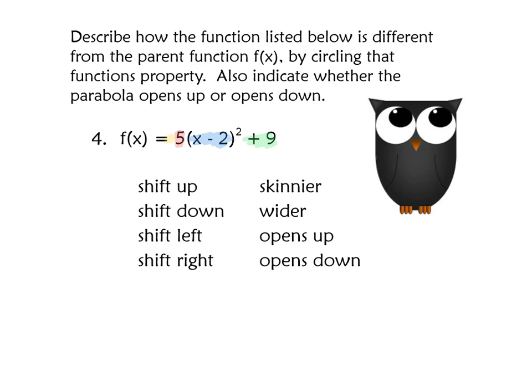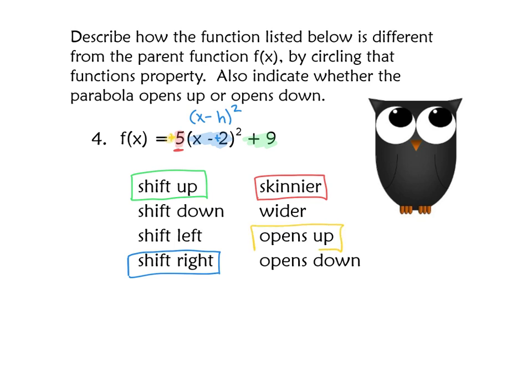So starting with my A value, I have 5, which means this gets skinnier. For my H value, remember the formula is x minus h. So this is actually a +2, which means that it shifts right. For my K value, it's a +9, which means it shifts up. And out in front, technically this 5 is positive, so that means this graph opens up.